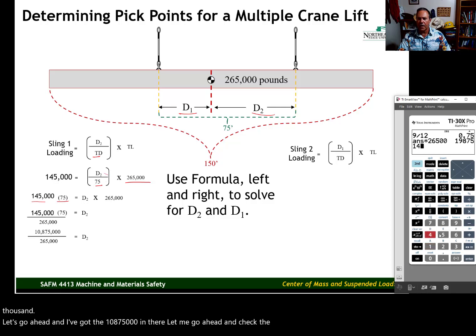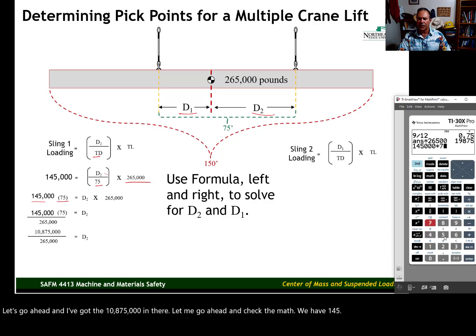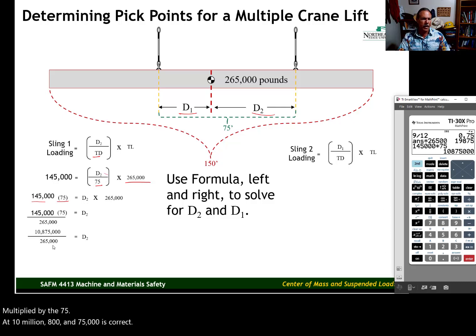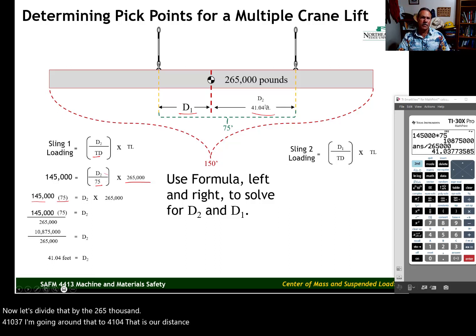We have 145 multiplied by the 75, and 10,875,000 is correct. Now let's divide that by the 265,000. $41.037. I'm going to round that to 41.04. That is our distance for D2. D2 distance is 41.04 feet.